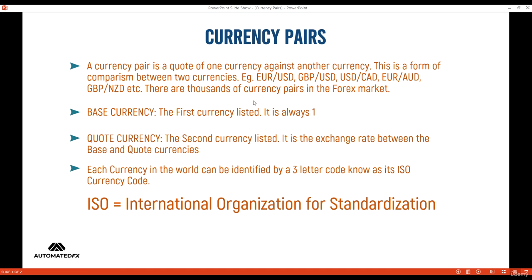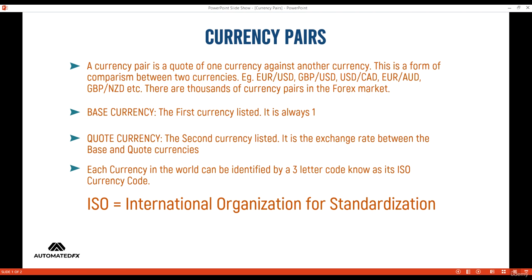The value of the base currency is always one. The value of the quote currency is the exchange rate between the base currency and the quote currency. I don't know if you understand, but I'm very sure you're going to understand in subsequent videos, because we are going to work with these metrics very easily and very frequently. So that's just the idea of the base currency and the quote currency.